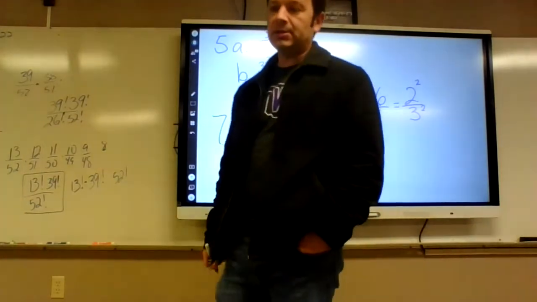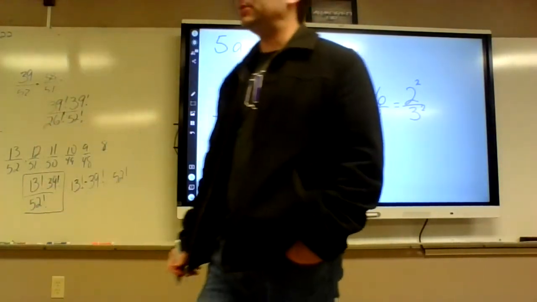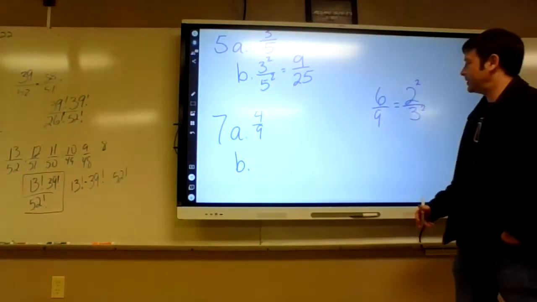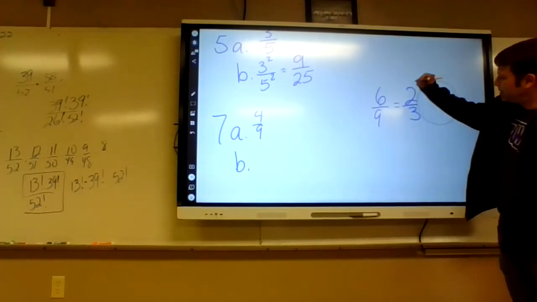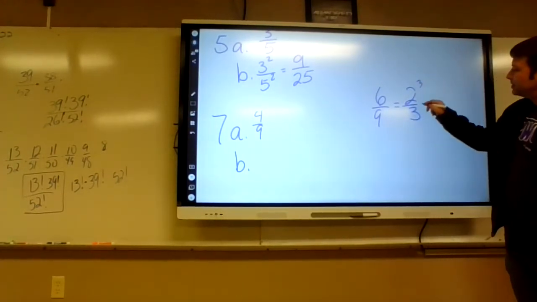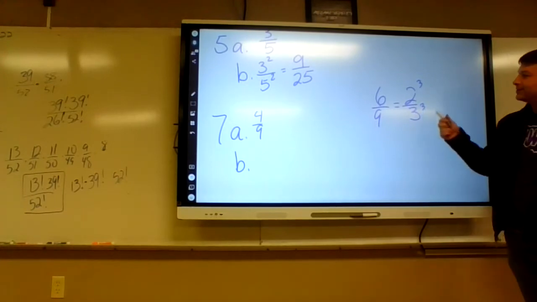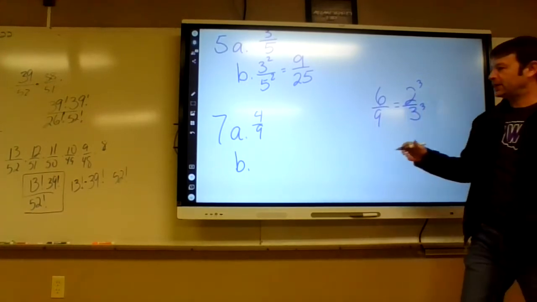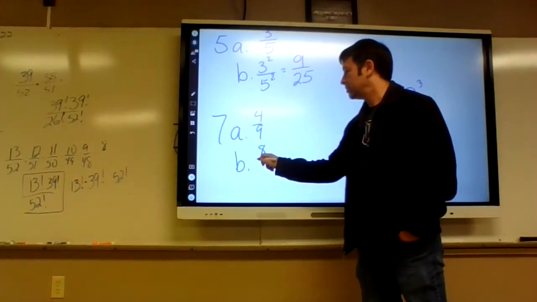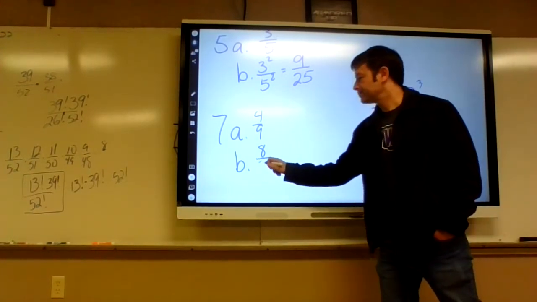Okay, B says the ratio of the volumes of those two cubes. How do we find volume? Cube those two things. You guys know what 2 cubed is? 8. And 3 cubed? 27.